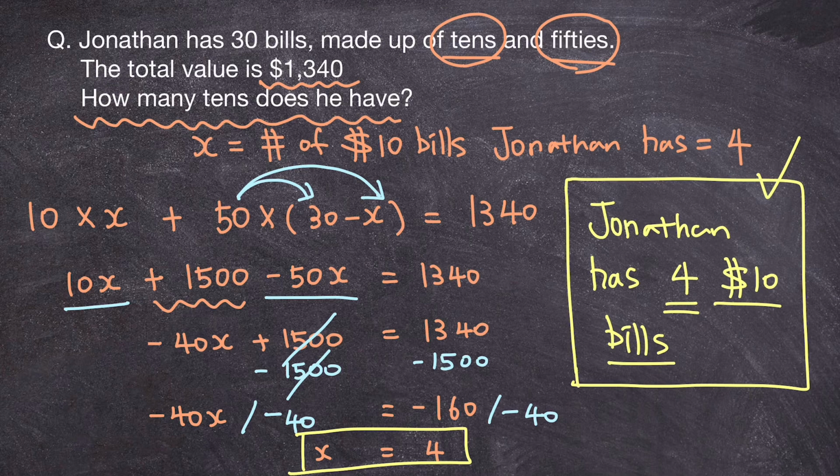Meanwhile, if this question asked you for the number of $50 bills, then the answer would be 30 minus 4, which is equal to 26. So Jonathan has 4 $10 bills and 26 $50 bills.